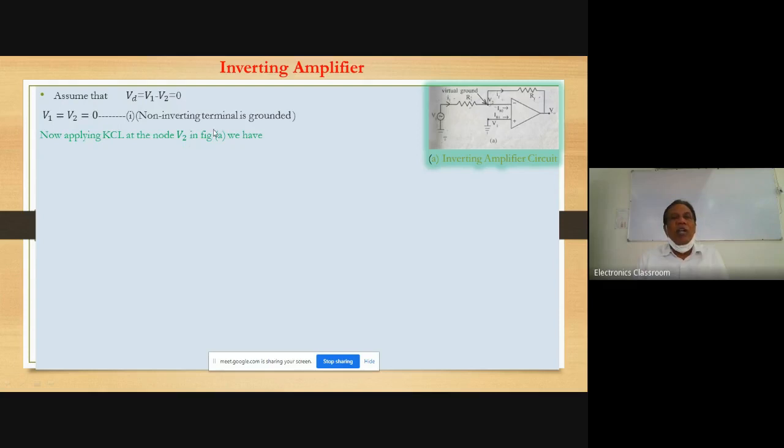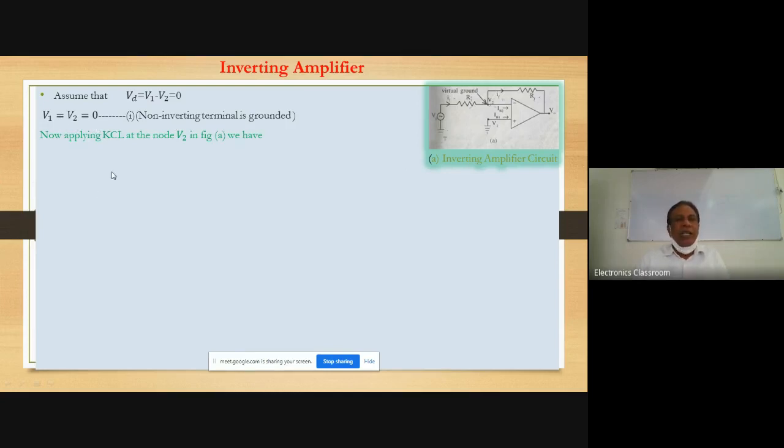As far as the non-inverting terminal is grounded, this is the plus sign, that is the non-inverting terminal. That non-inverting terminal is connected to the ground, and ground is a point which has 0 volt potential. That means V1 equals 0, and V2 is a virtual ground, so V1 equals V2, and V1 equals 0, that means V1 equals V2 equals 0. So this is nothing but the concept of the virtual ground.